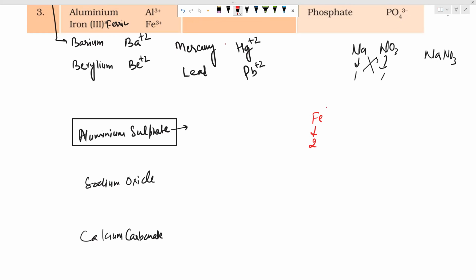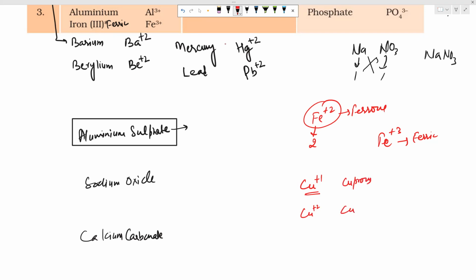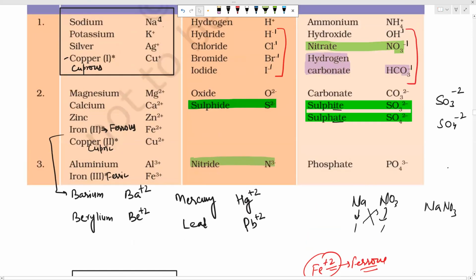When iron has two valency, it is known as ferrous. And when iron has three valency, it is known as ferric. Like for example, copper has +1 and +2 valency. The lesser one is known as cuprous, and the greater one is known as cupric. Similarly, iron has +2 and +3, so the greater one is known as ferric, and the lesser one is known as ferrous. Okay.